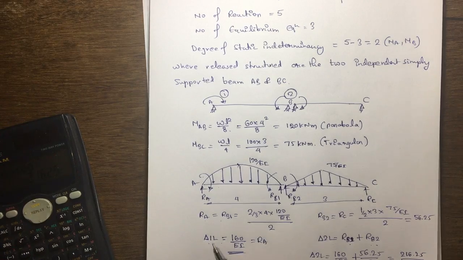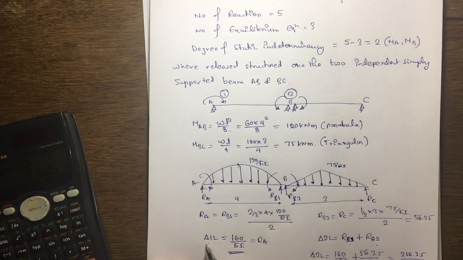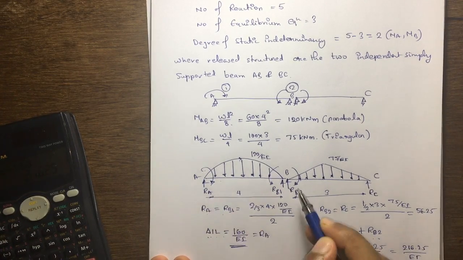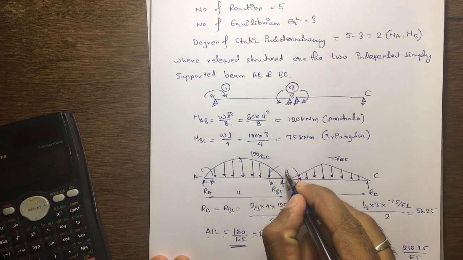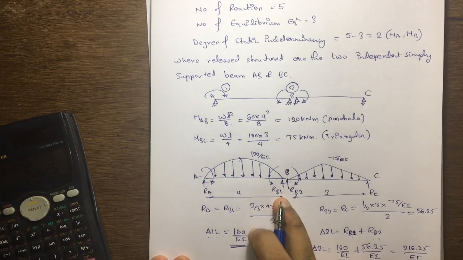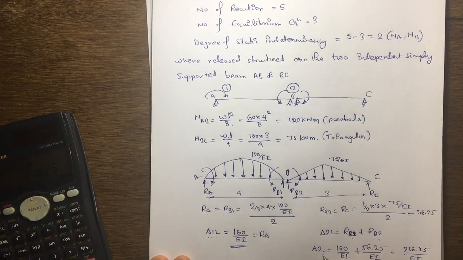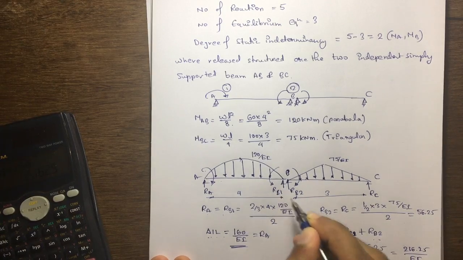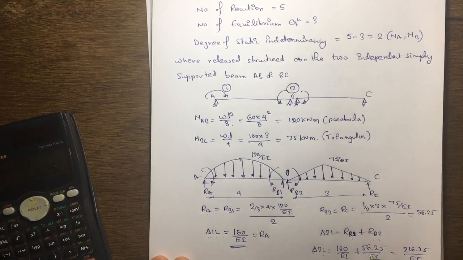So if I want to find deflection at 1, that is directly RA, only one shear force. But the second unknown, that is our second coordinate, is at B. So there are two shear forces. If I want to find delta 2L, that is deflection at 2, we have to find RB1 plus RB2. As we said, deflection is nothing but shear force.